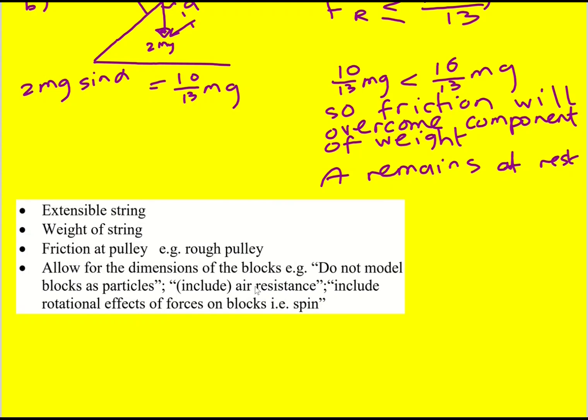Do not model blocks as particles. Include air resistance. Include rotational effects of forces on blocks, i.e. spin. You can't say things like use a better value of gravity because we've worked in terms of g, and actually it's independent of that. So yeah, those are some things you could write down. Well done.